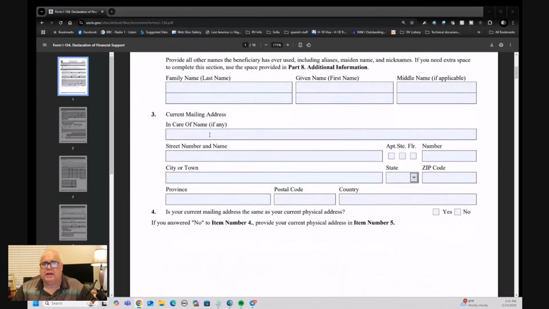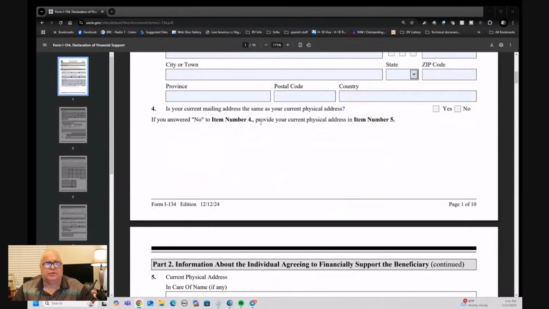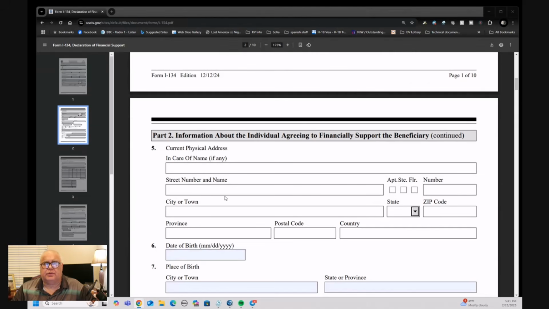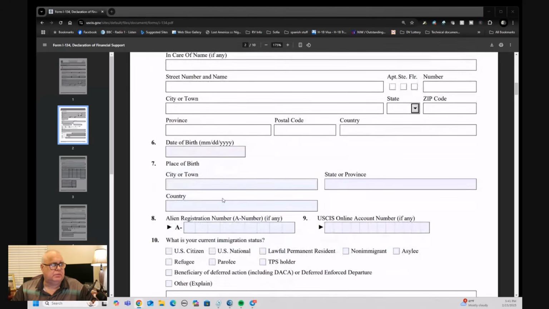Your current mailing address, very simple, put your current mailing address, no problem at all there. If your current mailing address is not the same as your current physical address, then they're going to want your physical address as well, okay? And you can put that in that section. Your date of birth, okay, your place of birth, your city or town, your province and country, etc.